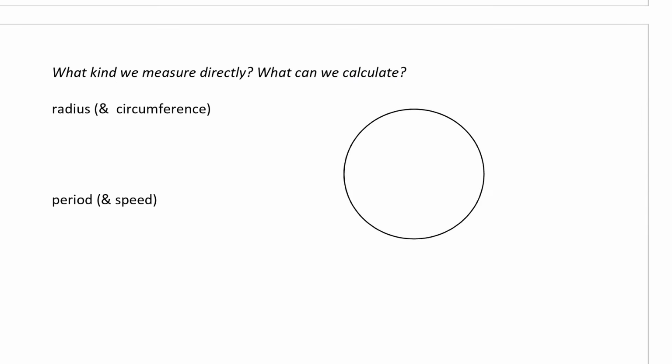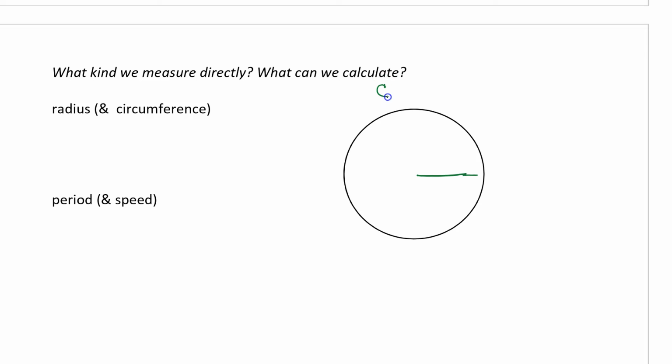Over to the other page. This is something that we may have already talked about in class. When we're looking at circular motion, what can we measure directly, and what would we have to do to calculate? So when I'm thinking about radius and circumference, well, if I've got an object here, I can just measure the radius. How about in this one?